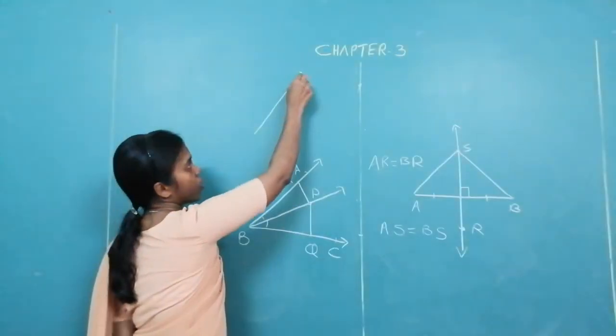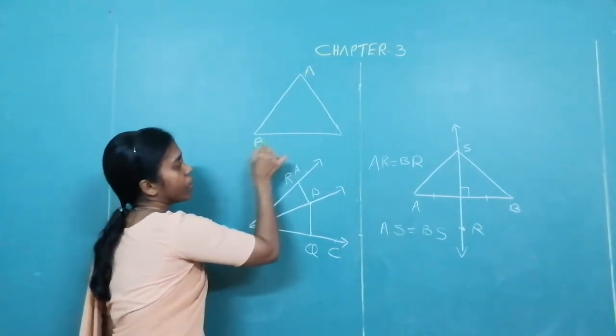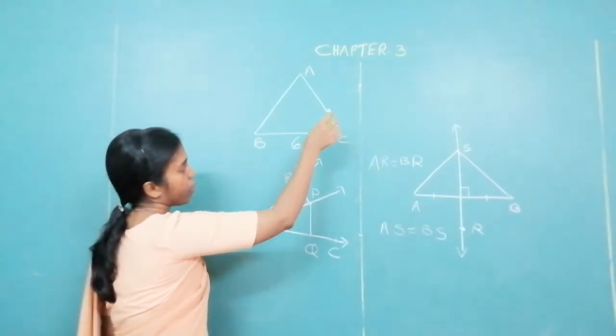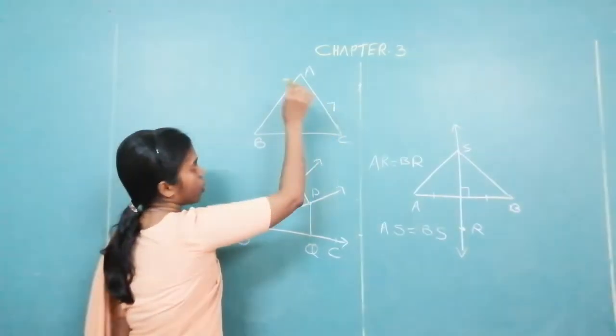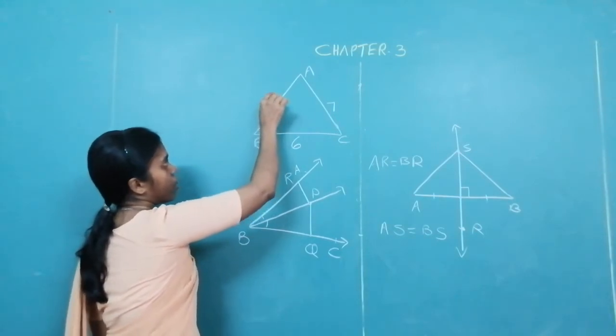There are some more theorems over there. As I said, we are not talking about the theorem. I have triangle ABC. BC is equal to 6 centimeter, AC is equal to 7 centimeter, and AB is equal to 8 centimeter.